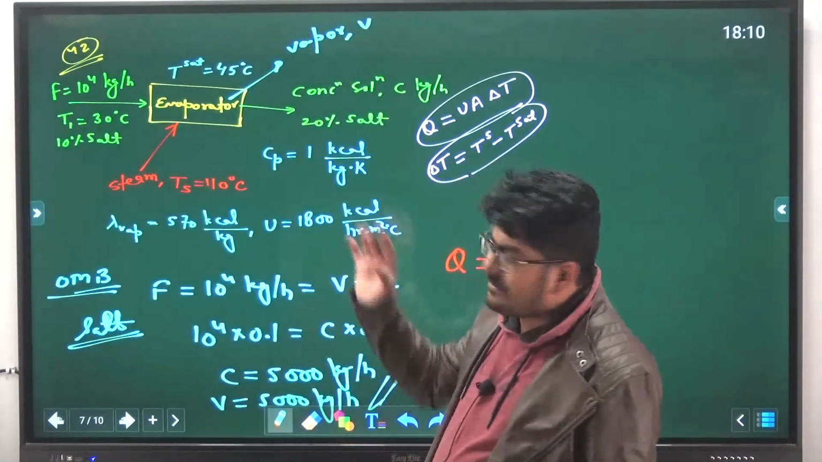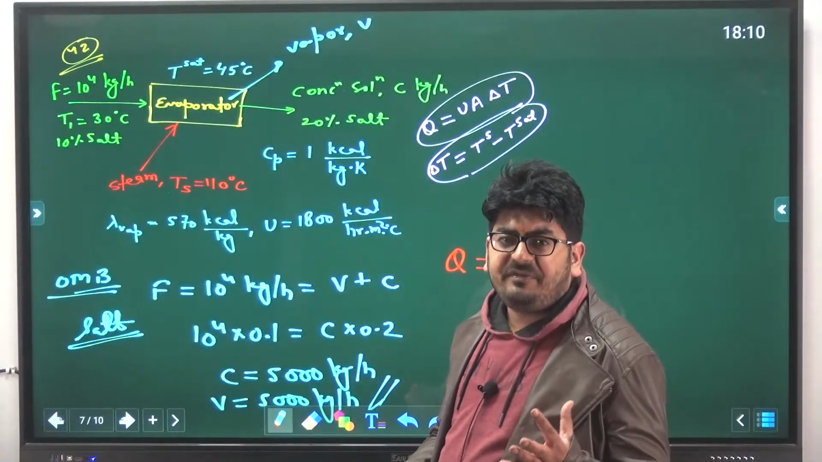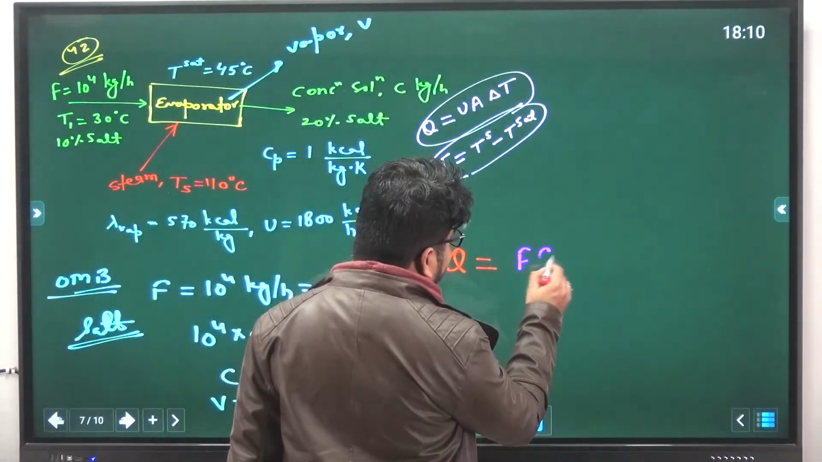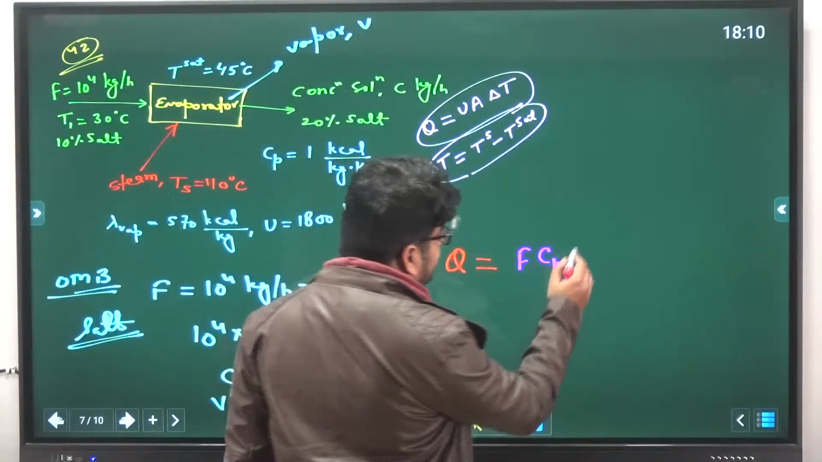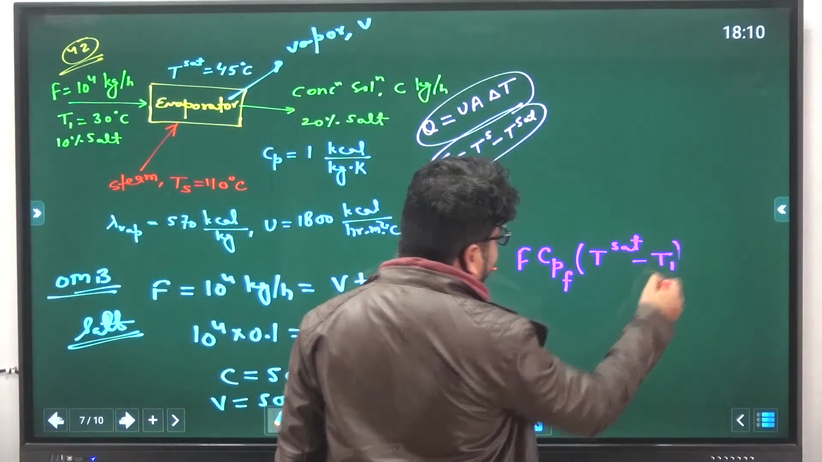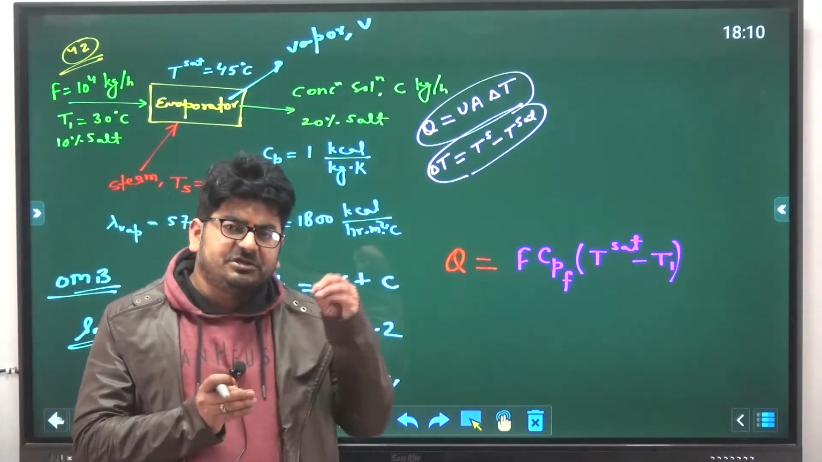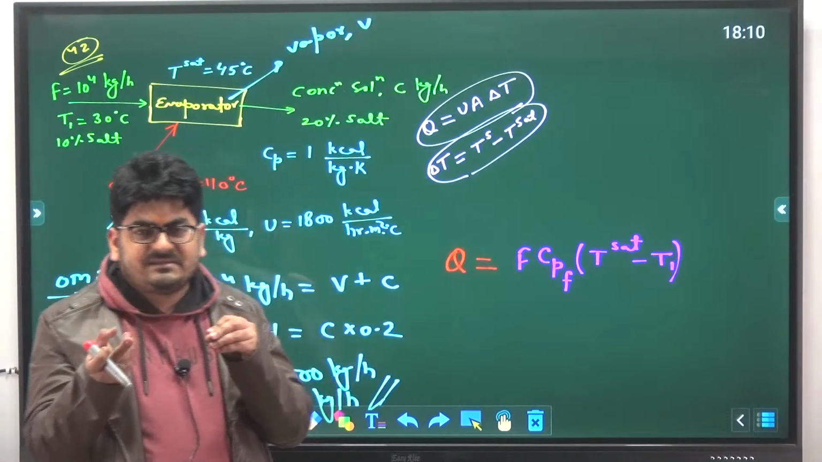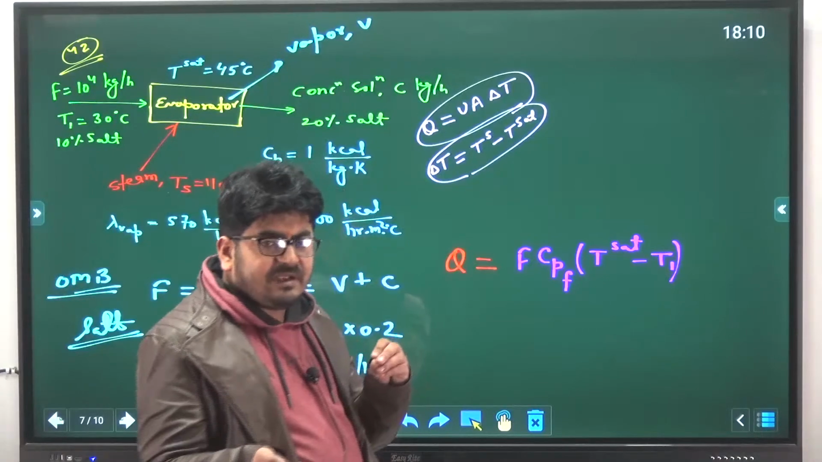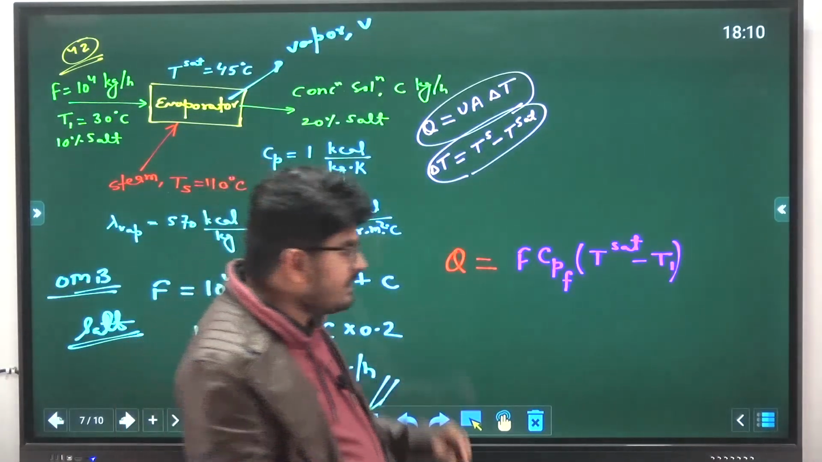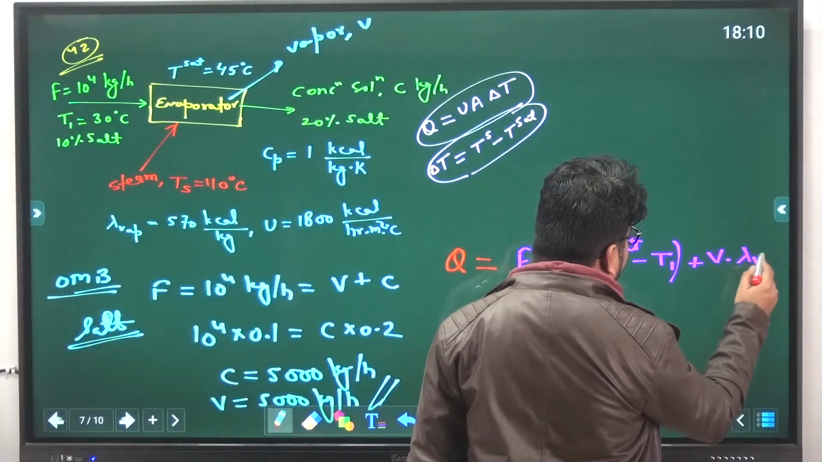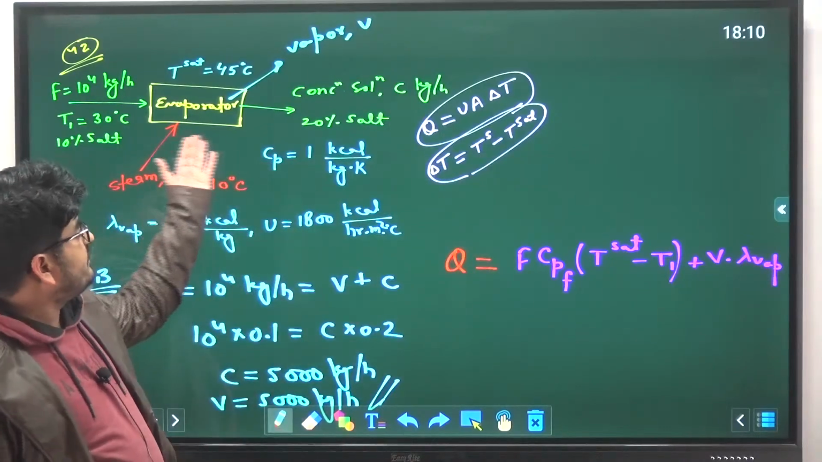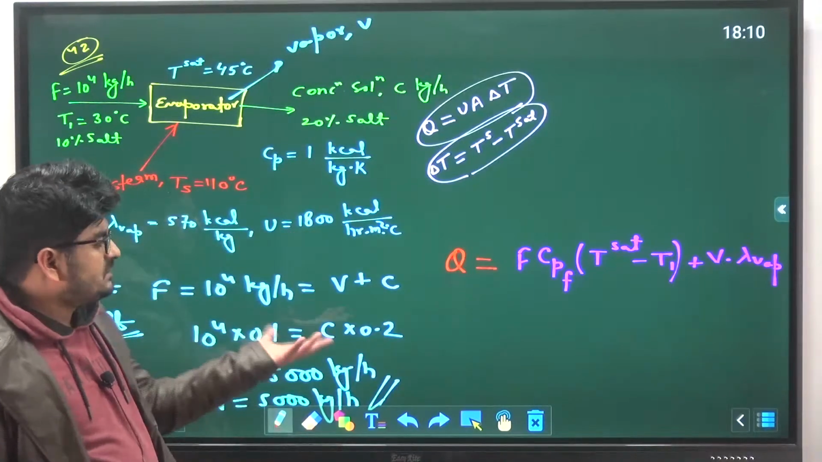So F amount of feed is going in the system at temperature T1. Obviously, this feed will not evaporate directly. So first we will increase the temperature of the feed from T1 to T sat, the saturation temperature. And for that some energy will be required, let's say that is F Cp of feed into T sat minus T1. Now the entire feed is at saturation temperature. Then some part of the feed will vaporize, that is V amount. For that V amount getting vaporized, latent heat is required. So the amount of heat required is V into lambda. Simple. And the concentrated solution will leave at saturation temperature only. So that's how you can solve it.